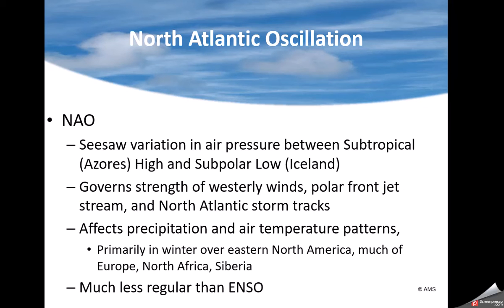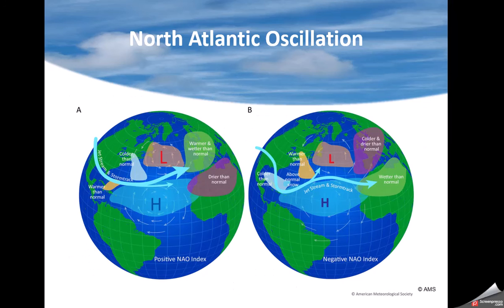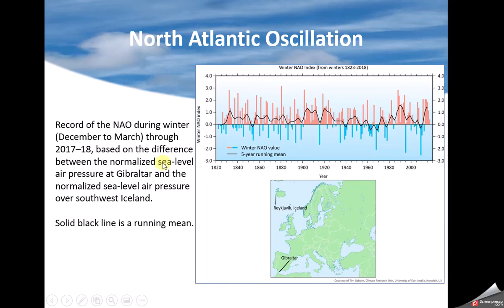There's another, the North Atlantic Oscillation, which is the seesaw variation. There's a positive and a negative index. Here you can see the positive index, high pressure stronger, low pressure up here. Here you have stronger high pressure, low pressure. It depends. All it is, is a relationship between this high over the Atlantic and low over Iceland. And that impacts the eastern part of the United States immensely.